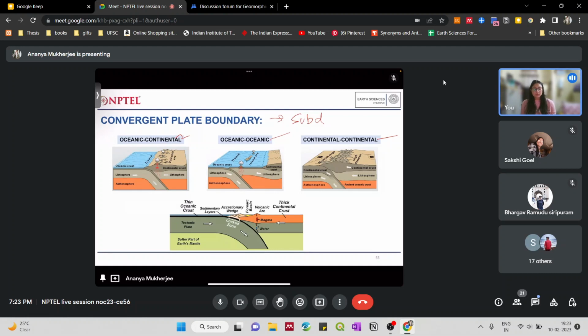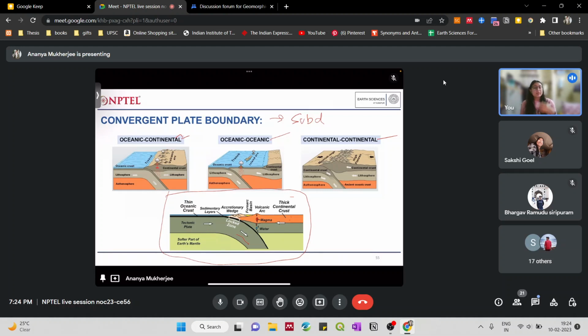This is a cross section of a subduction zone. You can see that this is between an oceanic crust and a continental crust. You can see that the continental crust is moving towards the oceanic crust. Now, why is oceanic crust the one that is moving down? It's because it is denser. It is denser than the continental crust.